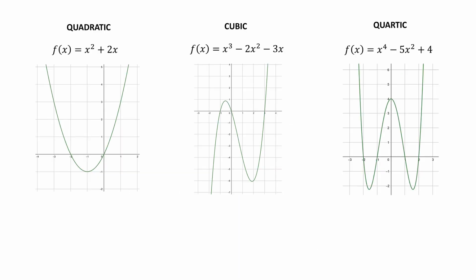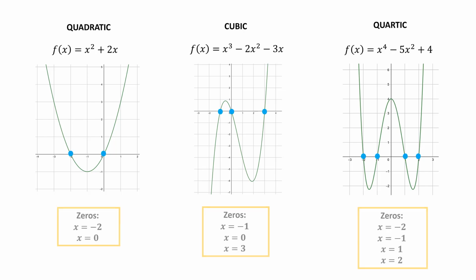Here you can see 3 different functions. We have a quadratic function, a cubic function, and a quartic function. These are the zeros of the functions. The quadratic function has 2 zeros, the cubic function has 3 zeros, and the quartic function has 4 zeros.